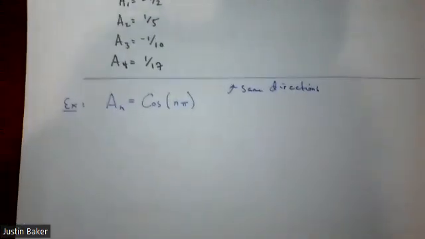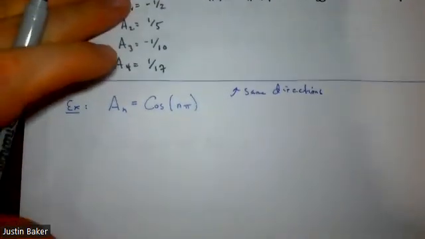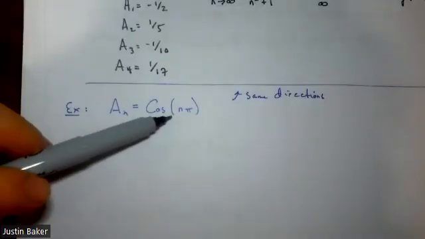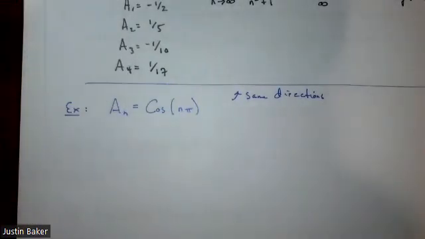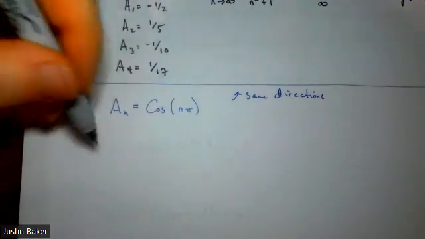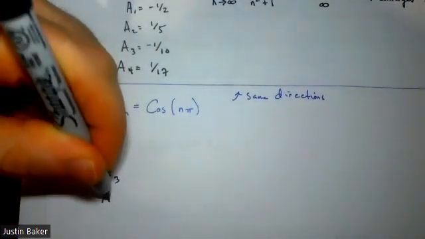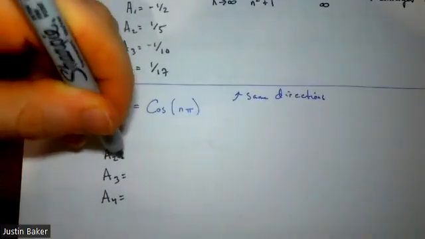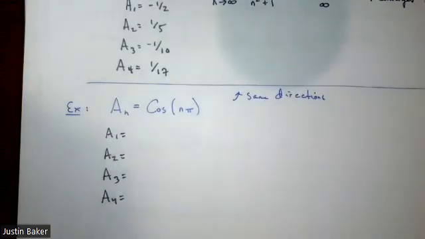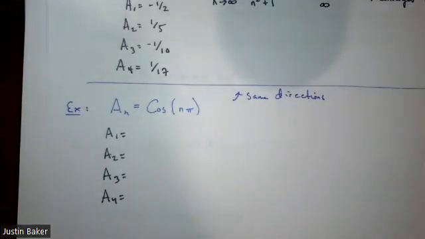Okay, let's try again. Same directions. A sub n is equal to cosine n pi. And we're going to go through, find the first four terms, and then we want to come up with a conclusion.